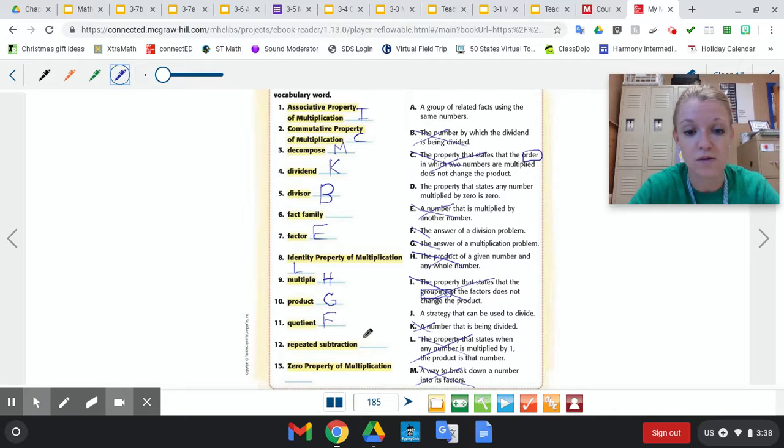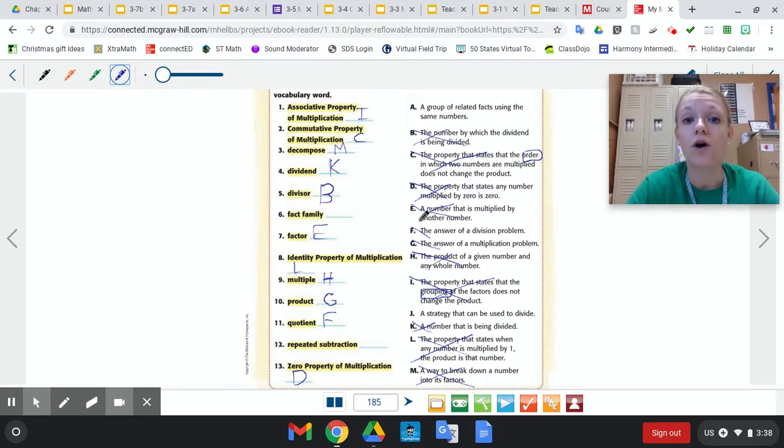And repeated subtraction, we have repeated subtraction, zero property, and fact family left. Zero property, that would be easy. This is the only property one that's left, and it says any number multiplied by 0 is 0, so obviously that's the zero property, and that's letter D. And repeated subtraction and fact family are left.